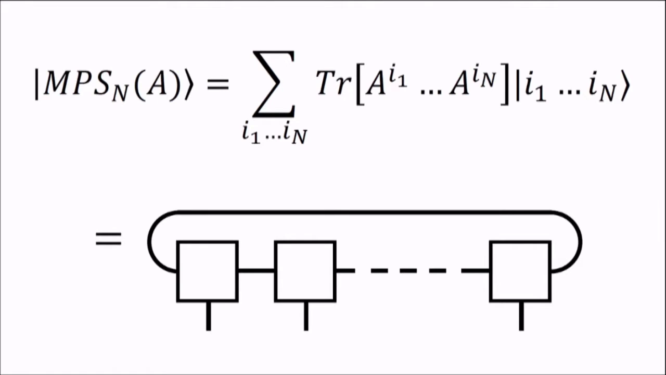Okay, so now you can use this to create a state. In 1D, you have these matrix product states, which you get by decomposing the coefficient in some basis, where you've chosen a local basis on each site, into a product of matrices. The reason this works really well is because computers are good at computing products of matrices. And this is what it looks like in the diagrammatic formalism.